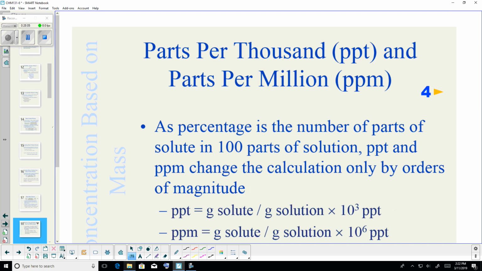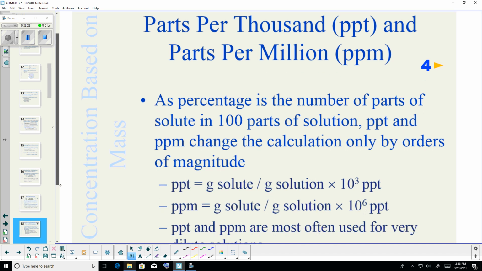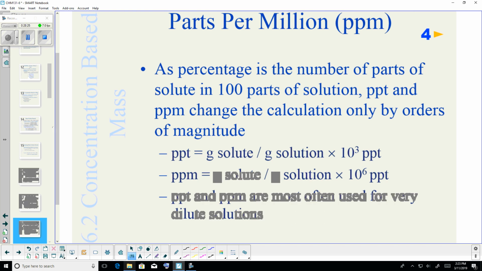And parts per thousand and parts per million, you hear this a lot. A water sample contains so many parts per million lead or arsenic. A percentage is the number of parts of solute in 100 parts. So to do parts per thousand, instead of multiplying by 100, we multiply by 1,000. It's the same formula, except instead of 100, it's 1,000. Parts per million would be grams of solute divided by grams of solution times 1,000,000, 10 to the 6th.